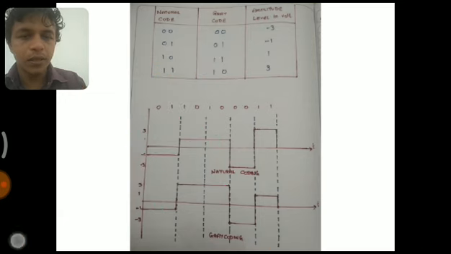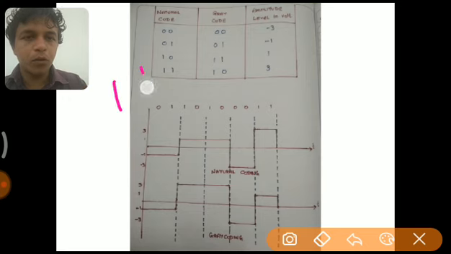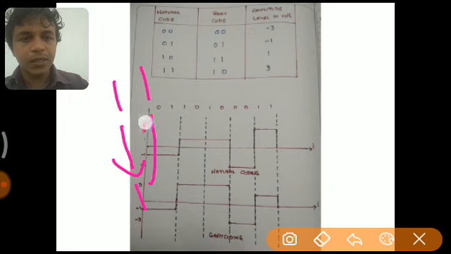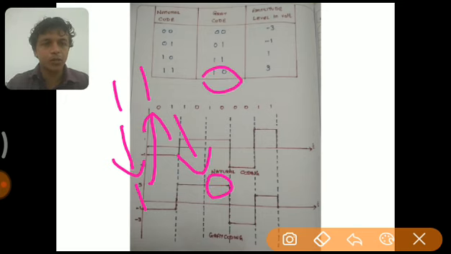Similarly, the gray code equivalent of 1 1. So how to perform this operation? 1 1 is the natural code, we have to convert it into gray code. We write the most significant bit down, and this bit is added with the next bit, 1 XOR 1. 1 XOR 1, the result is 0. So we have got the gray code equivalent of 1 1 as 1 0 here.